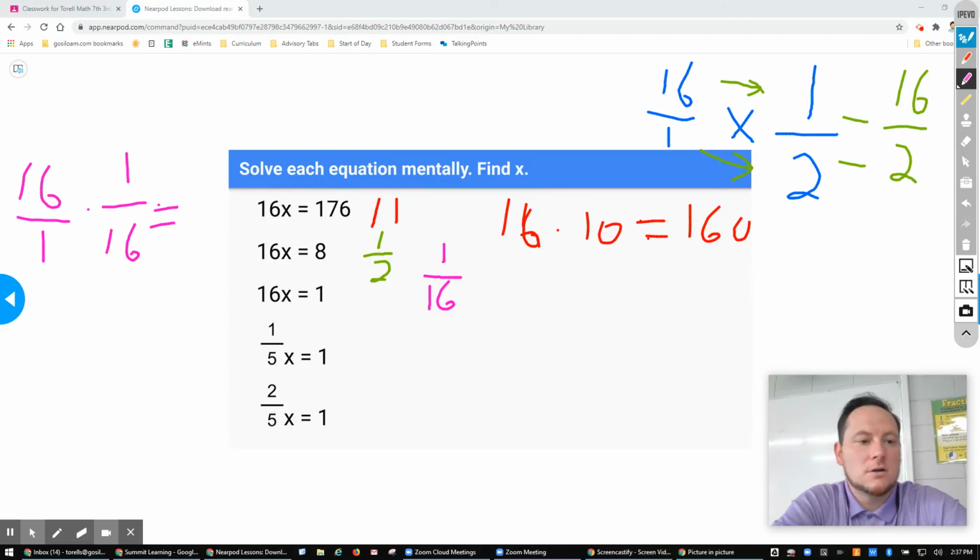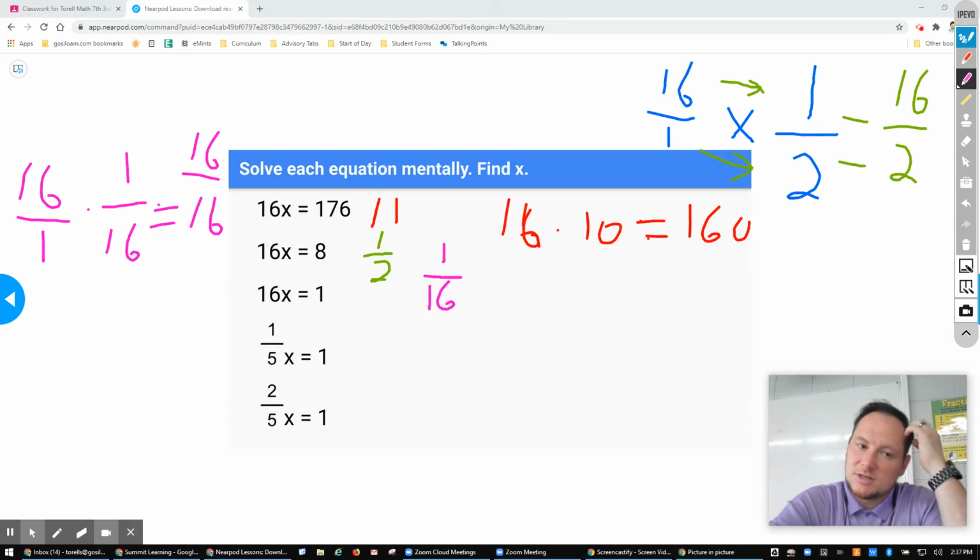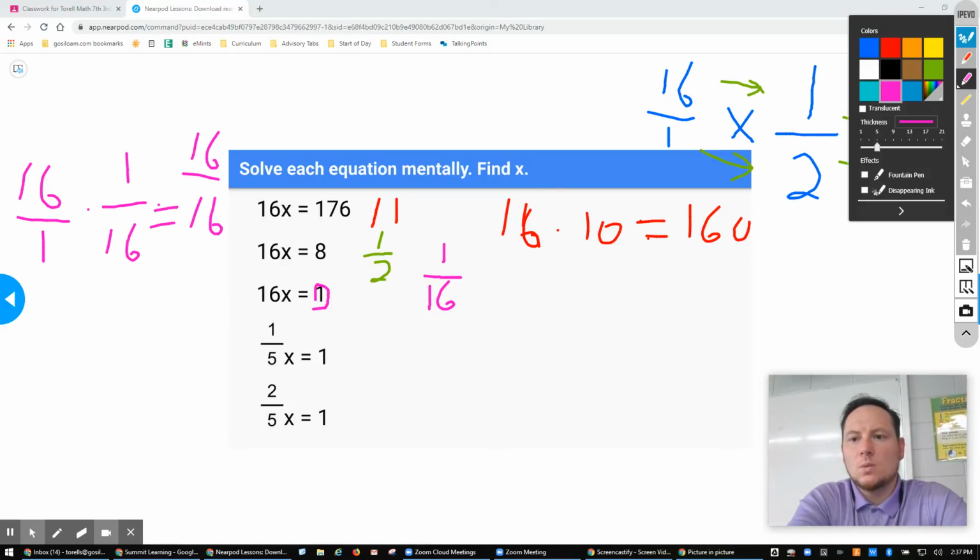And those are multiplying straight across. So 16 times 1 is 16, and 1 times 16 is 16. And what is 16 divided by 16? That indeed is going to give us 1. Right? So it does give us that answer. So what does all this mean? Where are we going with this?